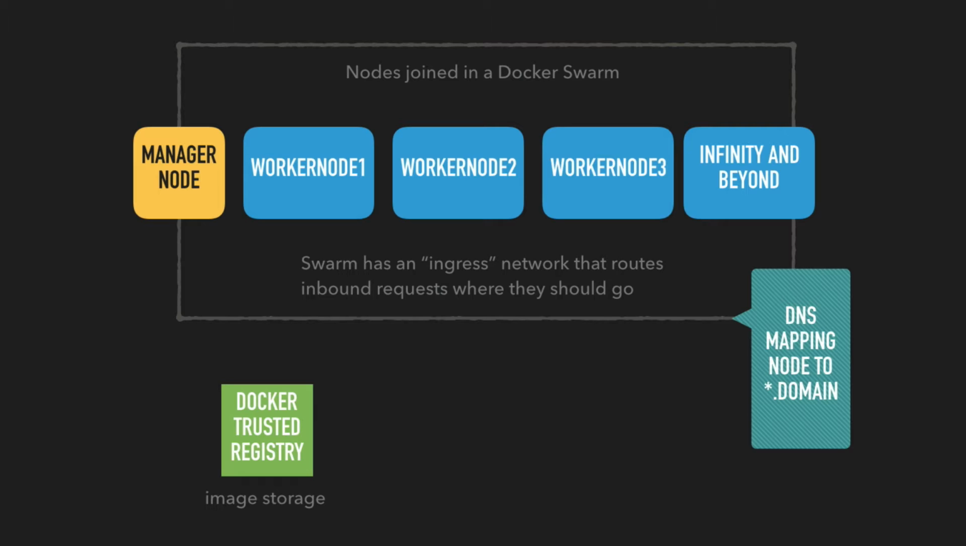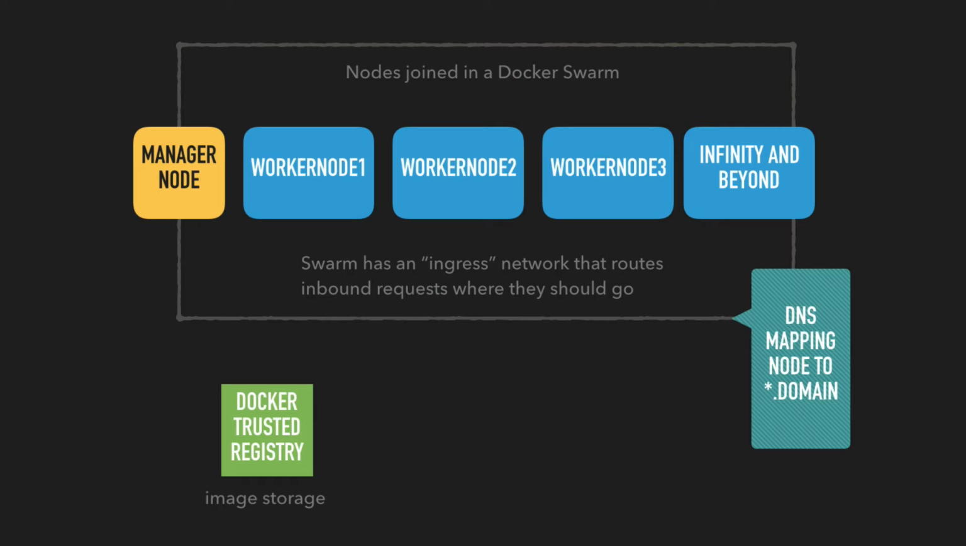Note, Swarm has an ingress network, and it automatically routes inbound requests where they should go. So, for example, if it's looking for a particular DNS name or it's looking for a particular port, it really doesn't matter which node that you run into on the swarm. The ingress network will route that where the service should go. It actually works as simple as I said. It's a pretty hard thing to accomplish, but it actually works.